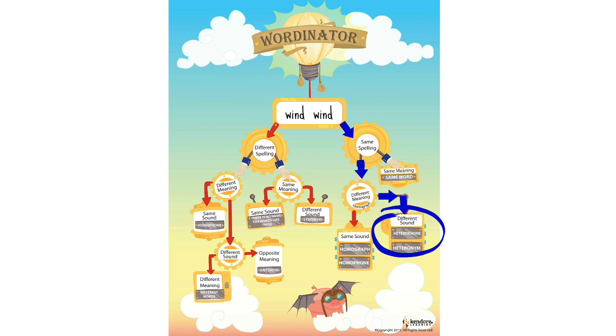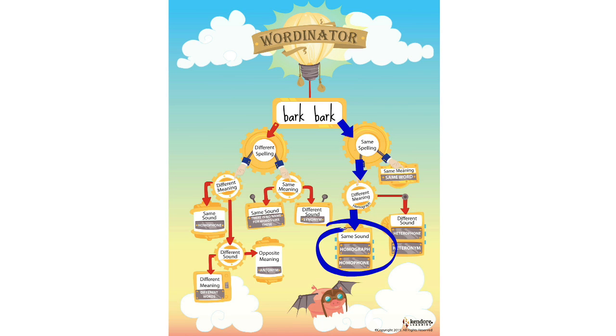Hetero meaning different. Another example would be bark and bark. So the bark of a tree and the bark of a dog. We'd have the same spelling, different meaning, same sound. So we'd have a homograph, which means they're written the same way. So homo meaning same and graph meaning writing.